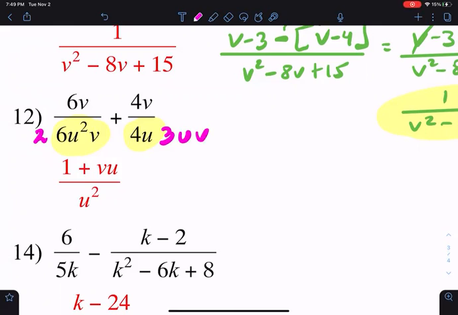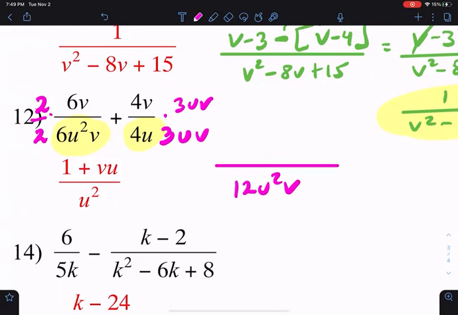So now you have the same denominator, right? If you multiply the denominator by those numbers, you need to multiply the numerator also by those numbers, right? So that means this is happening, right? So this is going to be 12ub, that's the common denominator, and the top it will be 12u, or 12b, I'm sorry, plus 12ub squared.